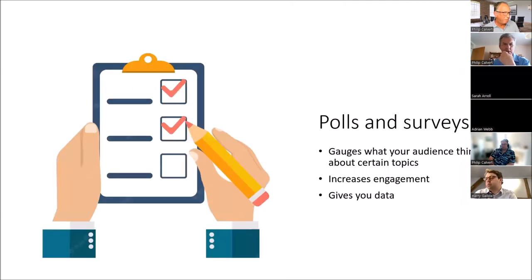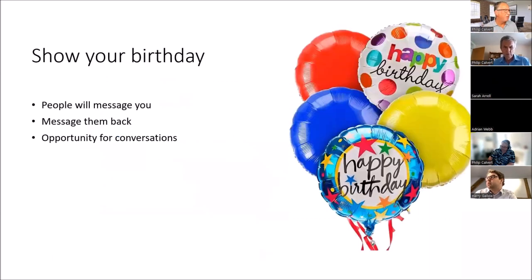Okay. Onwards. Polls and surveys. I think we've all seen polls and surveys on LinkedIn, but they are interactive. People find it difficult to resist polls on LinkedIn. It gauges what your audience thinks about certain topics, increases engagement, and it gives you data. Really simple. Again, go to ChatGPT and say, I want to do some polls on various aspects of financial planning. Give me suggestions. It will come up with the ideas for you.